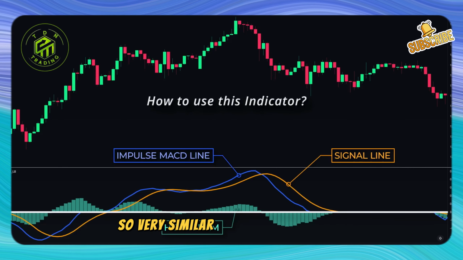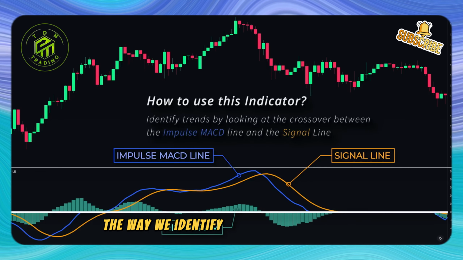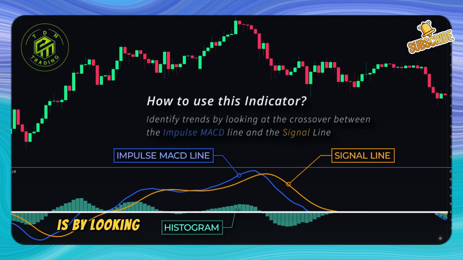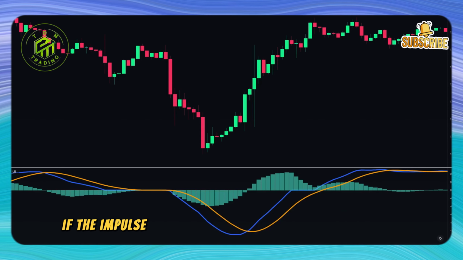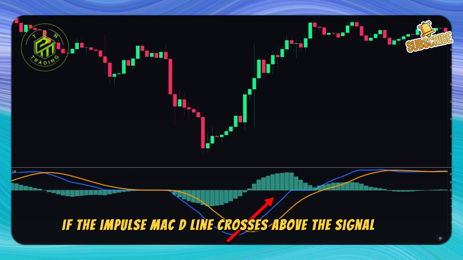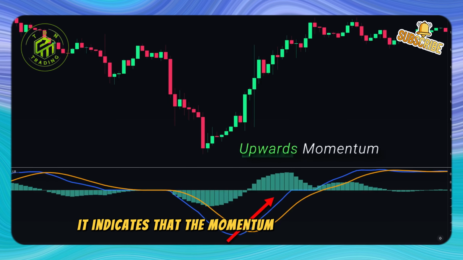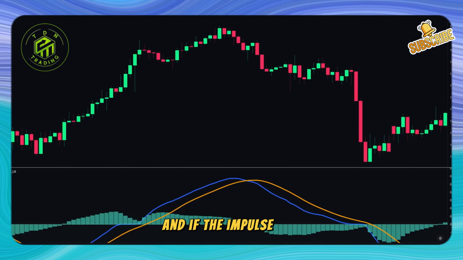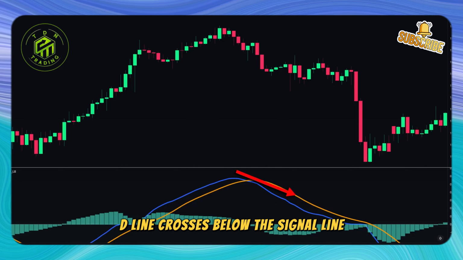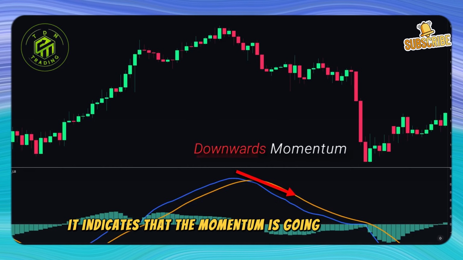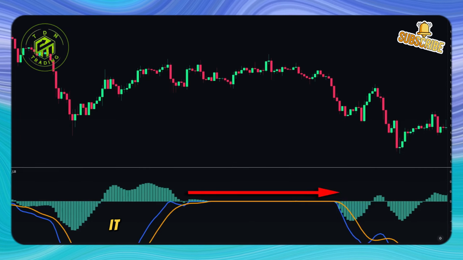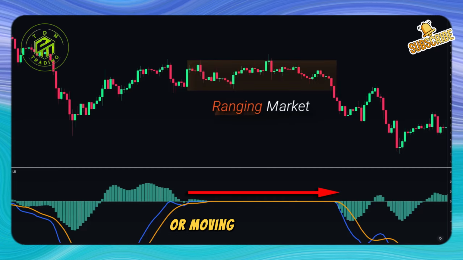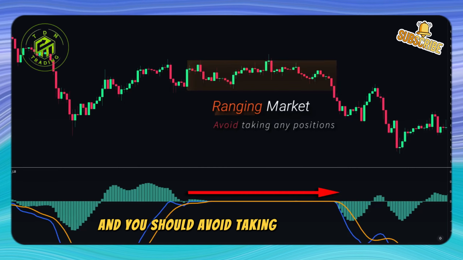So, very similar to the normal MACD, the way we identify trends on the market is by looking at the crossover between the Impulse MACD line and the signal line. If the Impulse MACD line crosses above the signal line, it indicates that the momentum is going upwards. And if the Impulse MACD line crosses below the signal line, it indicates that the momentum is going downwards. However, if the two lines go flat like this, it indicates that the market is ranging or moving sideways, and you should avoid taking any positions.